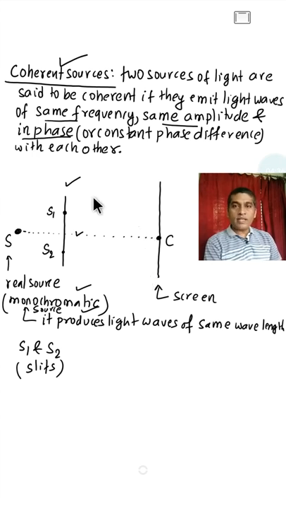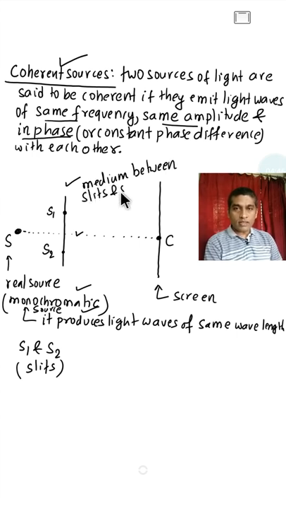Clear? Now while studying interference, we assume medium between slits and screen to be homogeneous. Okay, so the medium between slit S1 and S2 and the screen is homogeneous. So light emerging from the slit S1 and S2 have the same wavelength as that of the monochromatic source, that is S. And since the medium is homogeneous, the wavelength do not change. Okay, the emergent light wave will have the same wavelength as that of the real or original source of light.